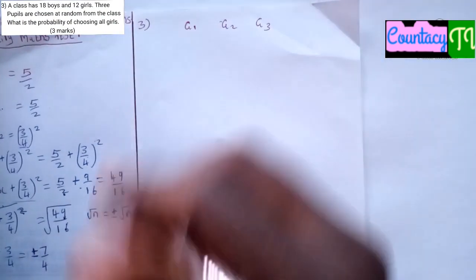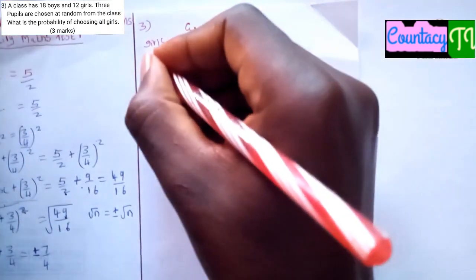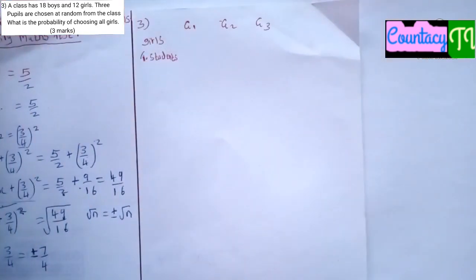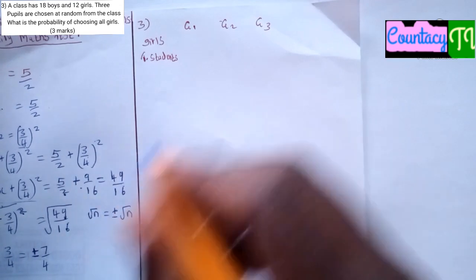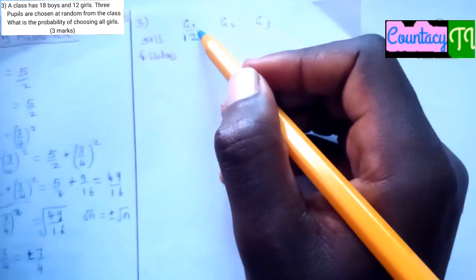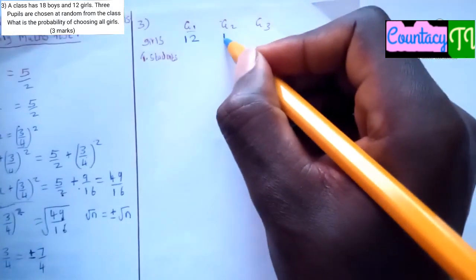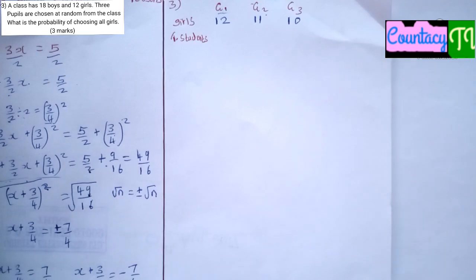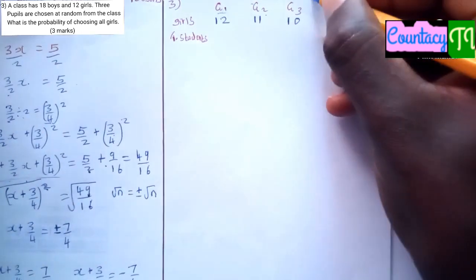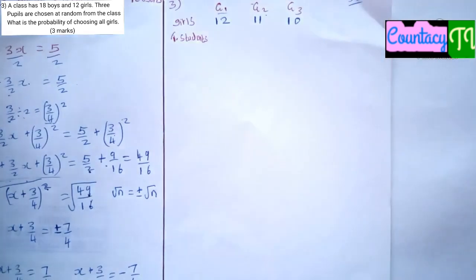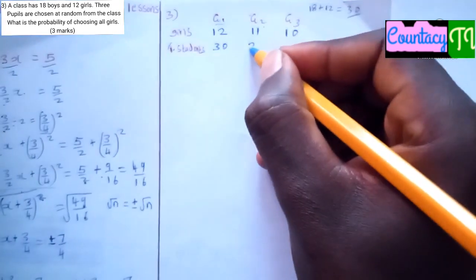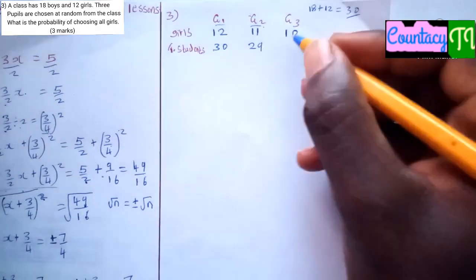What is changing is only the girls and the total pupils, since the boys are not changing. Initially, the girls were 12. Once we pick our first girl, the total of the remaining girls is 11. Once we pick the second girl, the total number of girls remaining is 10. The total number of students initially, they were 18 plus 12, that's 30. Initially, the students were 30. But once the first girl was eliminated, they remained 29. After the second one was eliminated, they remained 28.